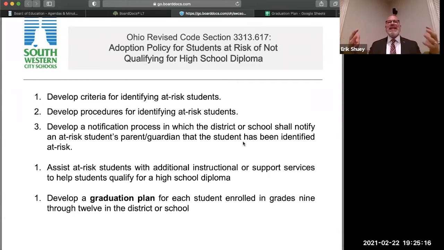So within this policy, and here's where you see the embedded, develop a graduation plan for each student enrolled in grades 9 through 12 in the district or school. So that is, it says 1, but that should be the 5th bullet point there, is that the graduation plan is embedded within this larger context.